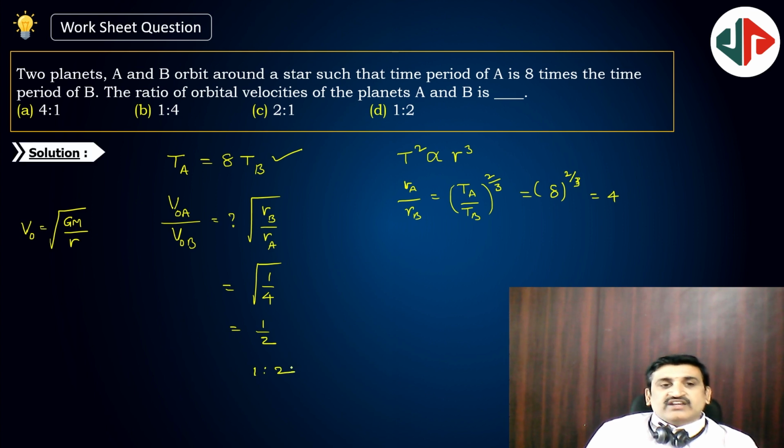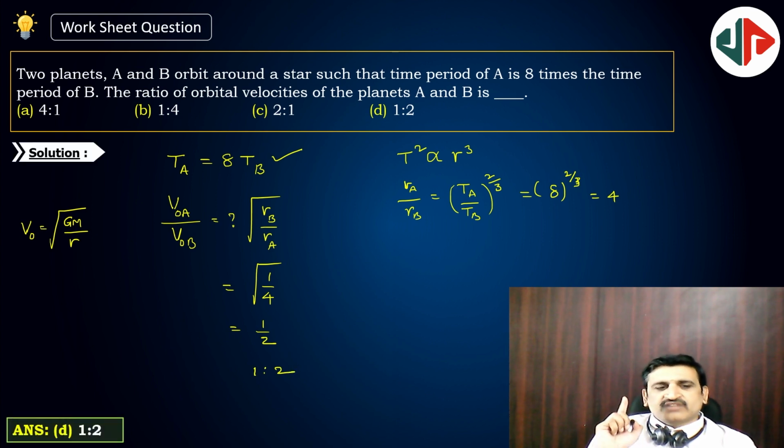Whenever options contain 2 is to 1 and 1 is to 2, you should be very careful. When I see options like 4 is to 1, 1 is to 4, you need to check twice before opting. Be very careful, because even after knowing the concept, people will lose marks.